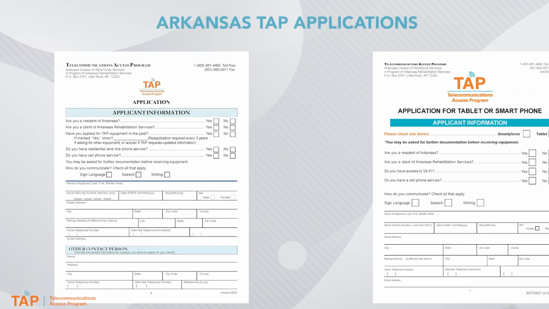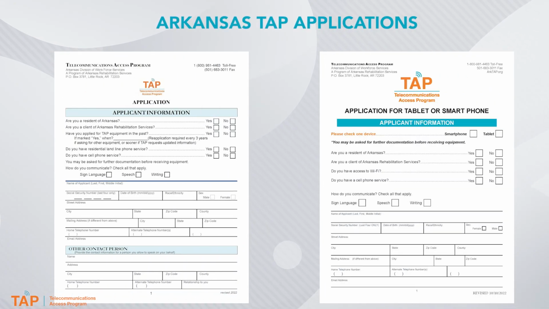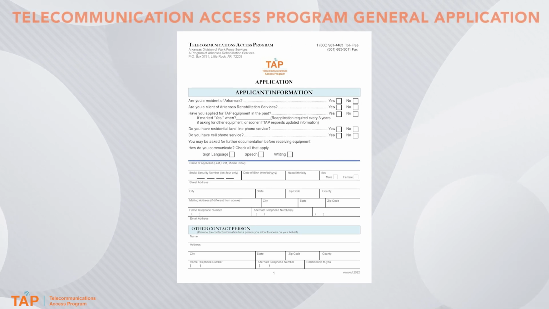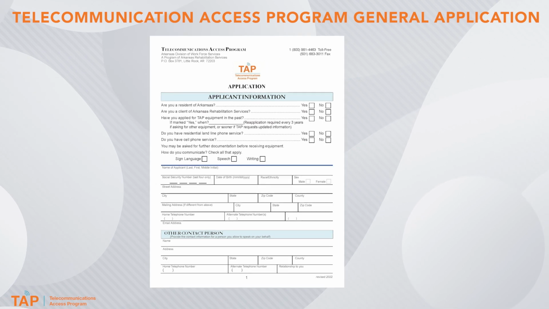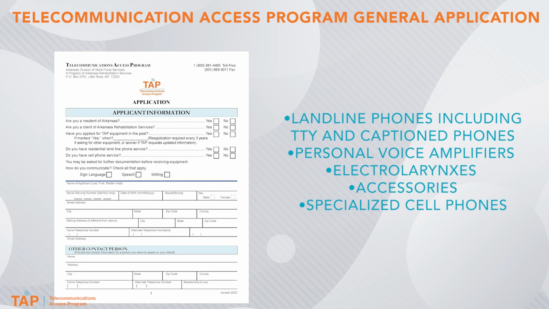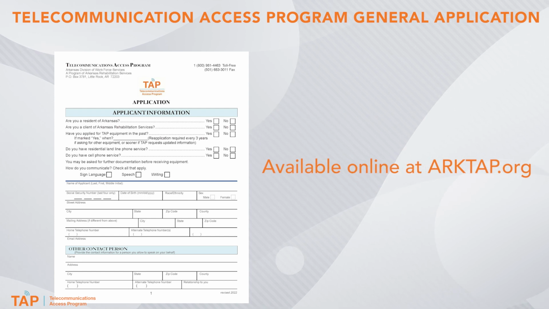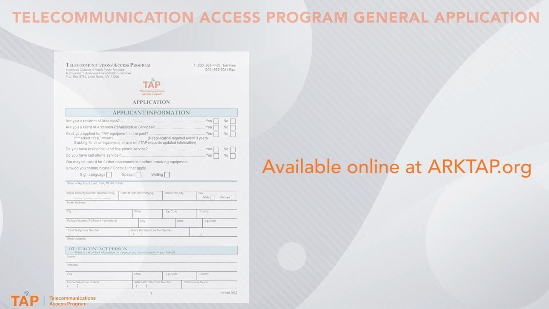Arkansas TAP has two different application processes depending on which kind of equipment you're requesting. Our regular application is for landline phones, including TTY and captioned phones, personal voice amplifiers, electrolarynxes, accessories, and a few specialized cell phones. This application is available on our website to be printed, downloaded, or filled out online.